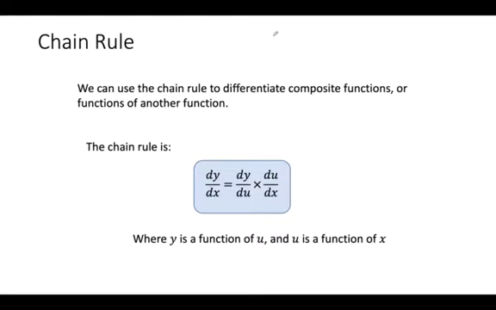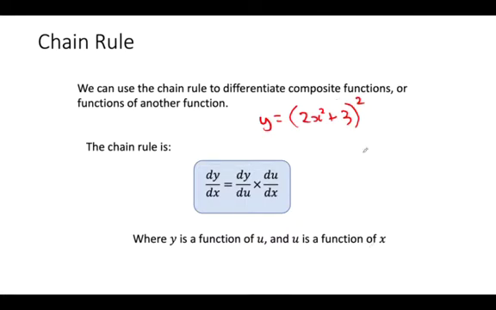We can use the chain rule to differentiate composite functions, or a function of a function. One example would be y equals 2x plus 3, all squared. We could use the chain rule to differentiate that for us. The chain rule states that dy dx equals dy du times du dx. You can see that with cross multiplication, that simplifies down to dy dx, where y is a function of u and u is a function of x.